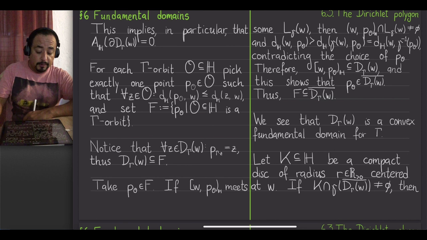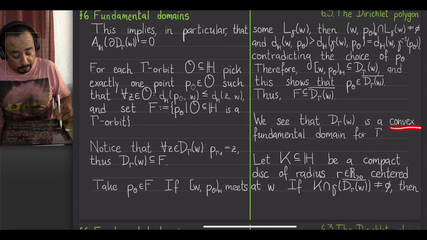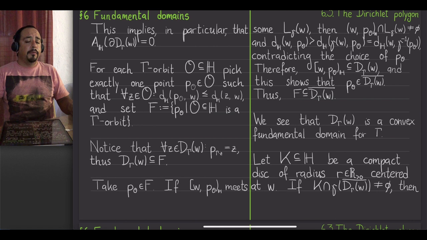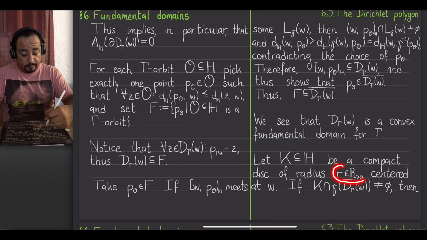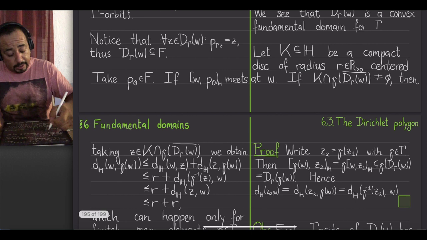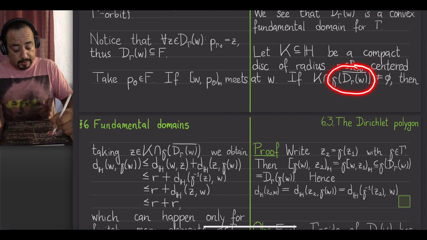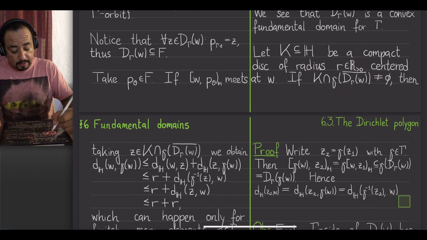So, what have we done so far? Well, we proved that the Dirichlet polygon is a hyperbolically convex fundamental domain for gamma. And it only remains to show that it is locally finite. So take any compact disk of positive radius R, centered at the point W. Now let's see what happens if an element gamma of the Fuchsian group satisfies that the image of the Dirichlet polygon under that element has non-empty intersection with this compact disk.